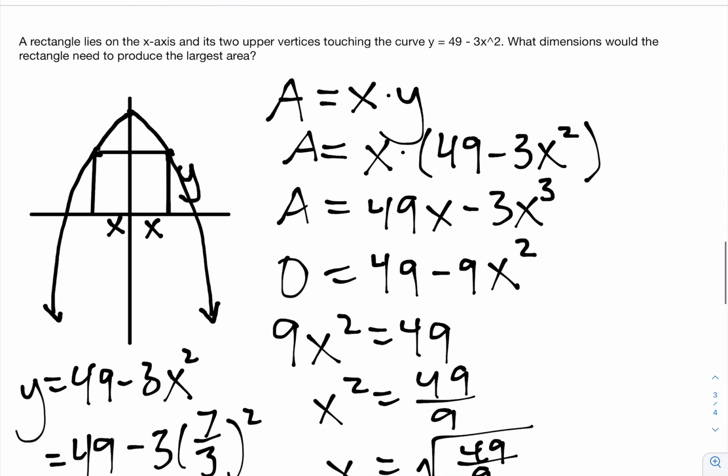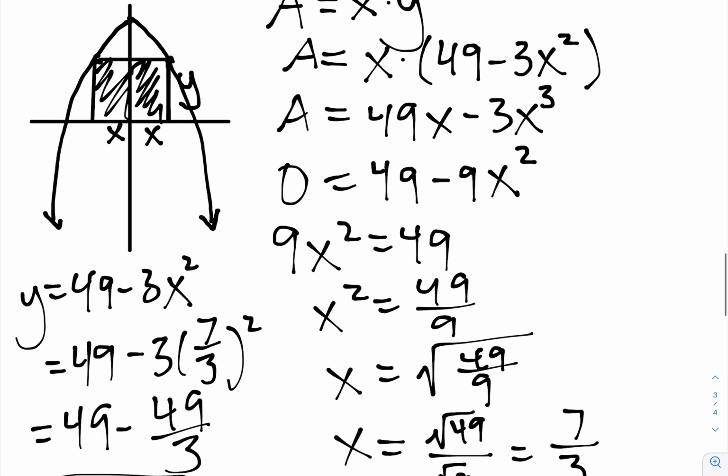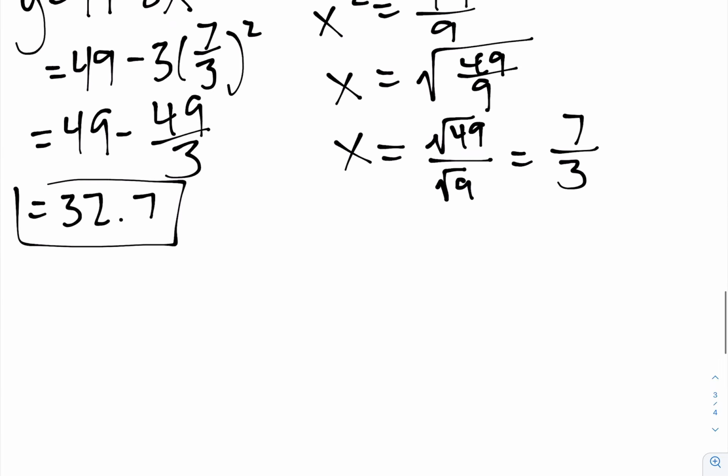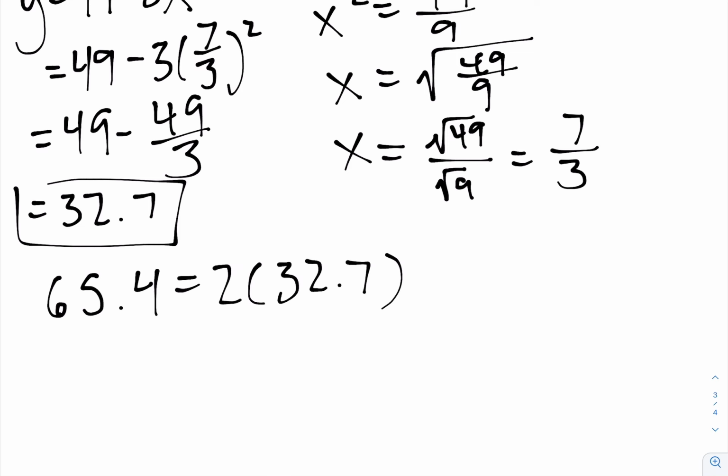So this is the area for this kind of strip right here. And if we wanted the area of the whole thing, we would just double it. So doubling that, what would that be? That would be like 65.4. This would equal 2 times 32.7. So this is the total area.